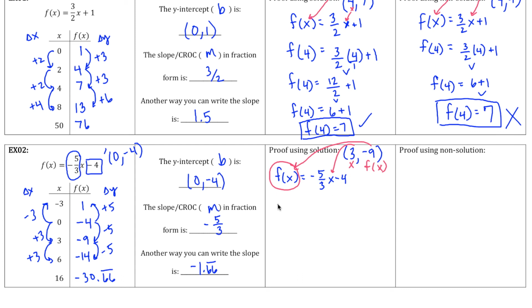So we get negative 9 equals negative 5 over 3 times 3 minus 4. So we get negative 9 equals, so negative times a positive is a negative. 5 times 3 is 15 over 3. And negative over positive is a negative. 15 over 3 is 5. Negative 5 minus 4 is negative 9, which is what it was supposed to equal.